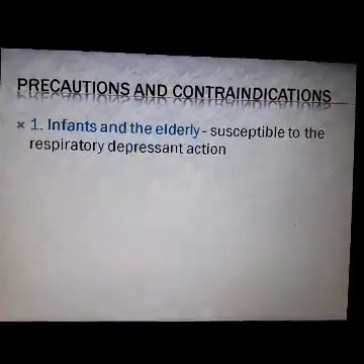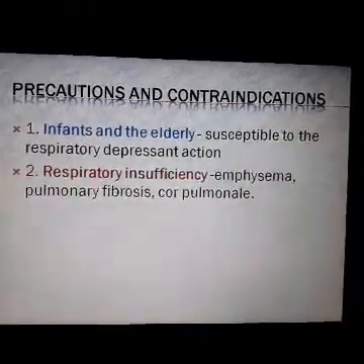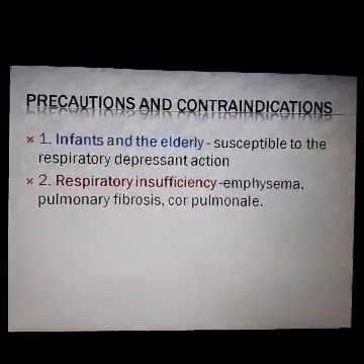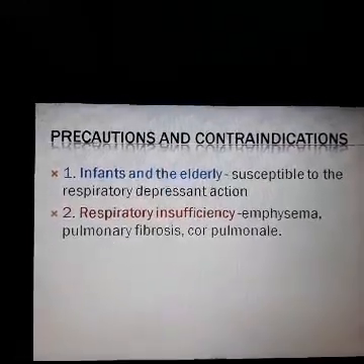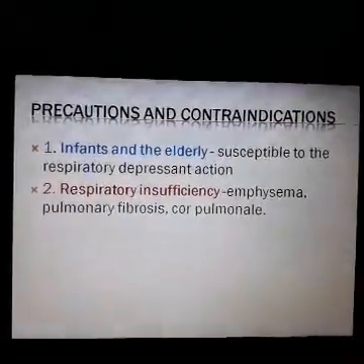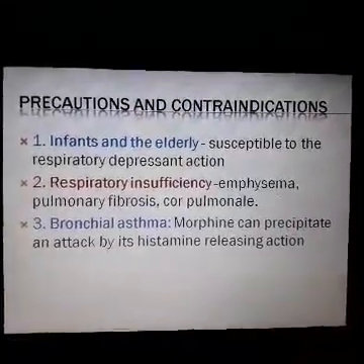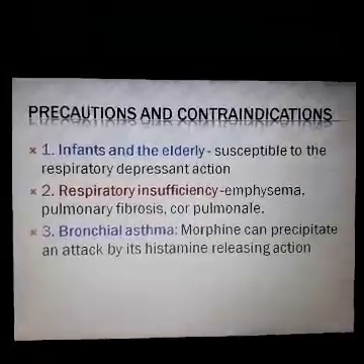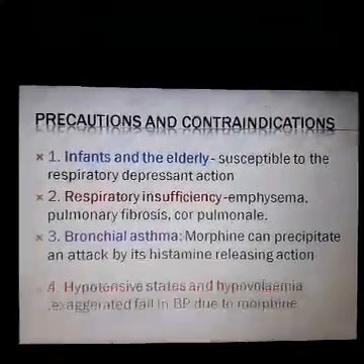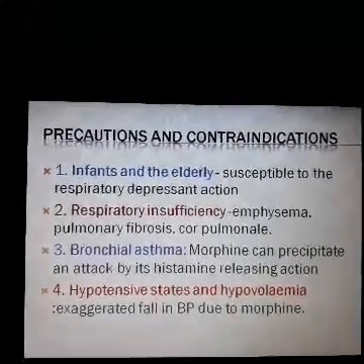So what are the precautions and contraindications? Infants and the elderly are susceptible mainly to the respiratory depressant actions, especially patients having COPD, respiratory insufficiency, emphysema, pulmonary fibrosis; they are quite prone to acute morphine poisoning. Bronchial asthma: morphine can precipitate an attack of asthma because of its bronchoconstriction due to its histamine-releasing action. Hypotensive states and hypovolemia: there is an exaggerated fall in BP due to morphine.